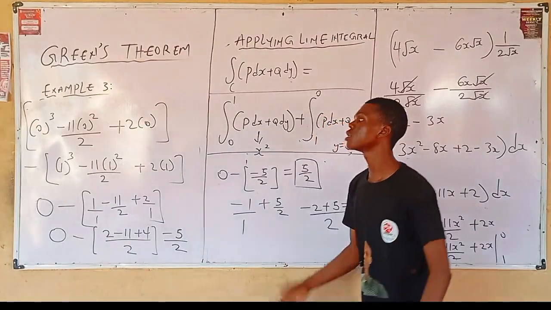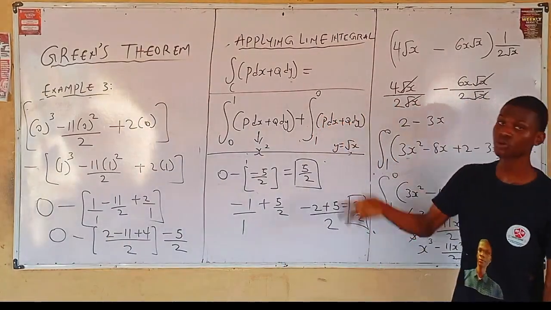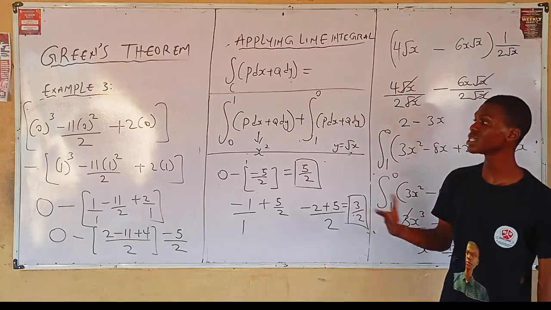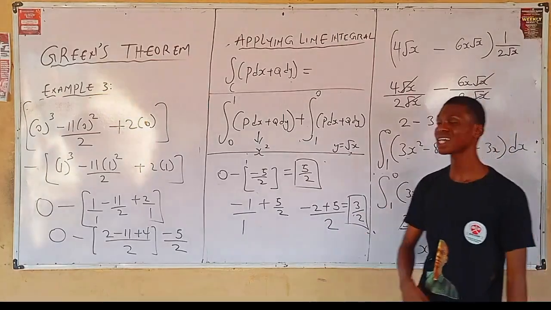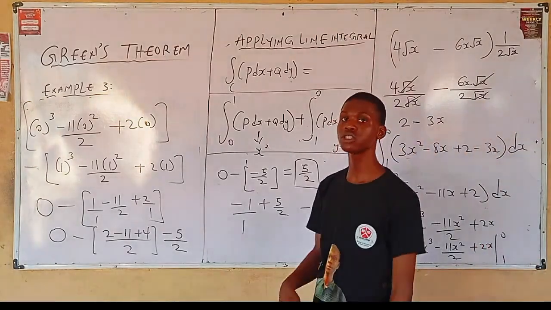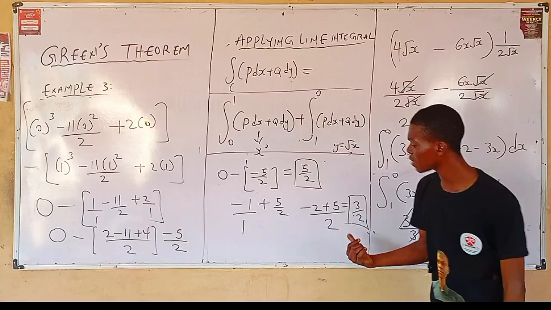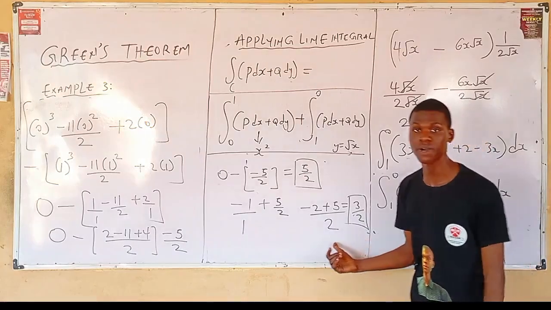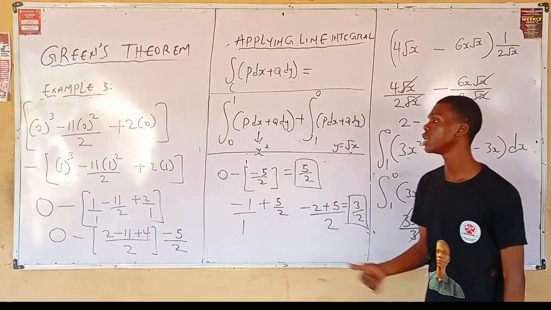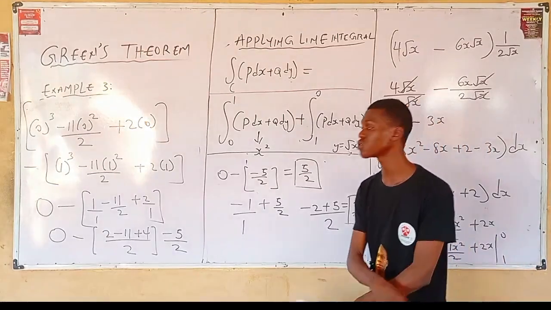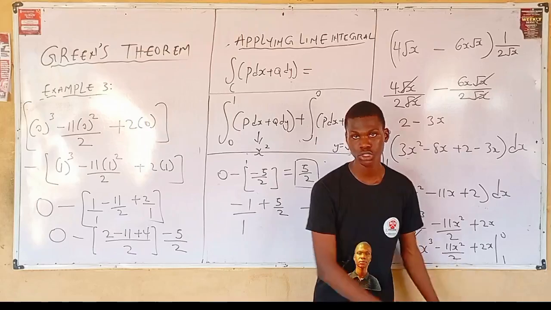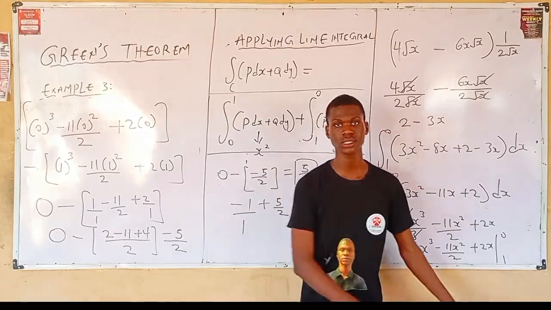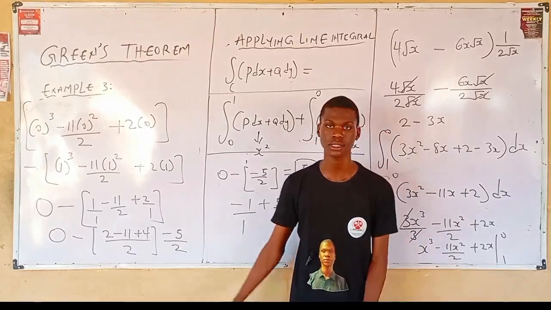So what this means is that you've been able to solve that question using line integral, and you got 3 over 2. That same question you are going to solve using double integral. If you get 3 over 2, it means that question verifies Green's theorem. If you are not getting it, it means it does not verify Green's theorem. So whatever the case might be, state your condition. If it verifies, state it. If it does not verify, state it.